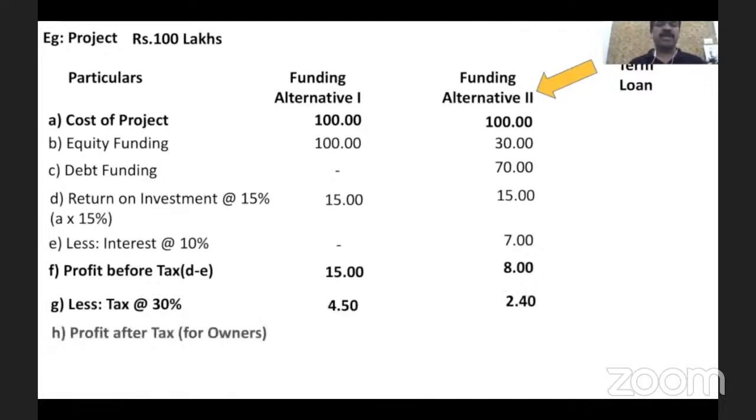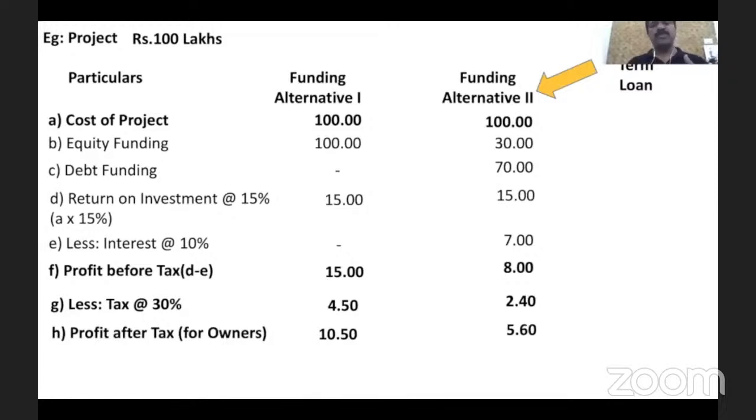Okay, right. Now let's arrive at profit after tax. 15 lakh minus 4.5 lakh, 10.5 lakh is the profit after tax. Whereas in scenario 2, 2.4 lakh is the tax, 8 lakh is the profit before tax. So 8 lakhs minus 2.4 lakhs, you get profit after taxes of 5.6 lakhs.